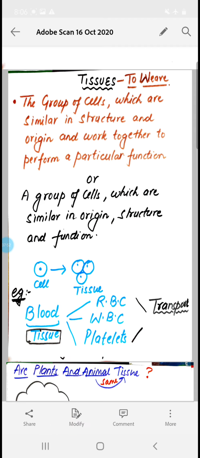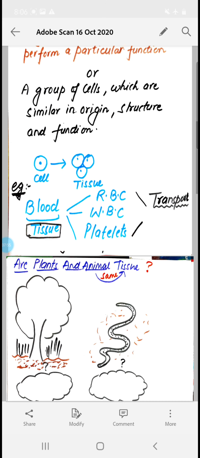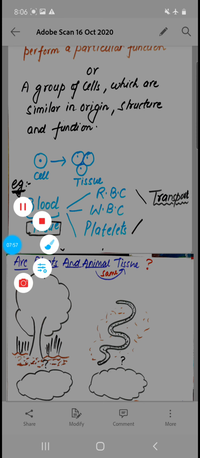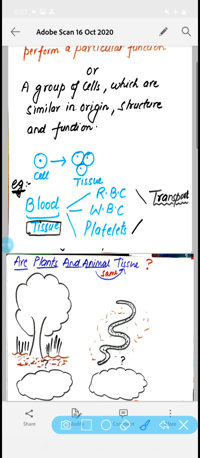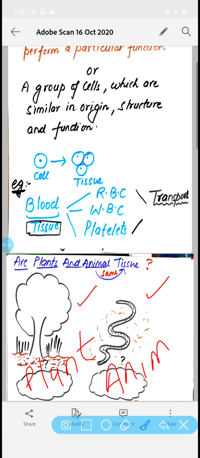Now my dear students, my question to you is, you have to tell me what these two pictures depict. What kind of tissues are they? This is a tree, or I can say this is the plant tissue. And this is a snake, so it will have animal tissue. This tree will have the plant tissue and this snake will have the animal tissue.